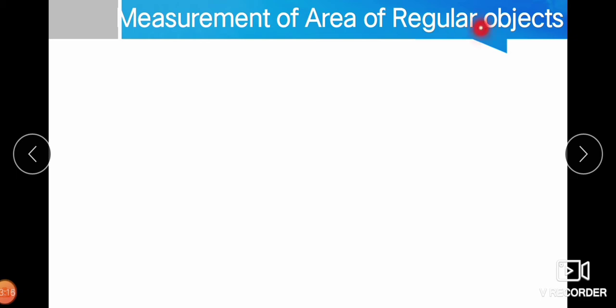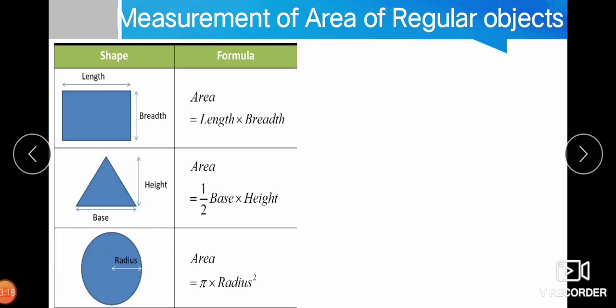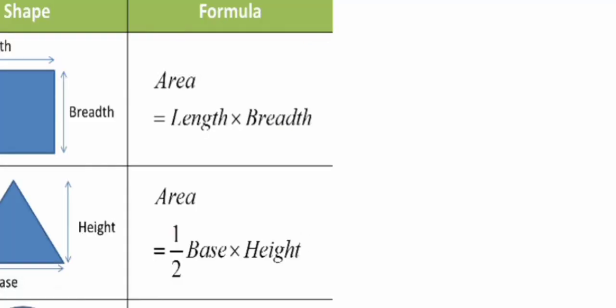Regular objects are objects having regular shapes. For examples, rectangle, square, triangle, circle. They occupy this surface. This is known as area. From mathematics, the formula to calculate area of a rectangle is length into breadth, the product or multiplication of length and breadth. If we know base and height, area of a triangle is 1/2 base into height. Area of circle is pi r square. r is the radius of this circle.